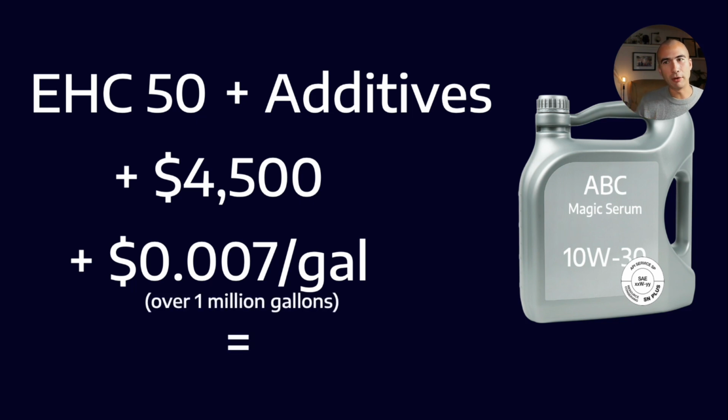But that's only above 1 million gallons. So don't feel too sorry for these companies, right? Now you have ABC Magic Serum 10W30, right? And you can probably get that API SP donut on it, assuming all things have gone well. However, just to throw a wrinkle into the mix, you've done all of this work with this specific base oil and additive package, or this recipe.